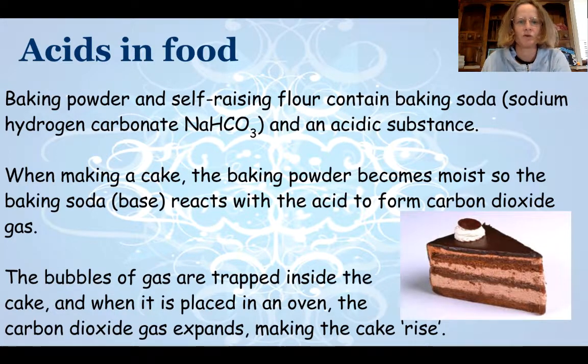Acids can be used with bases when you're cooking a cake because baking powder or self-raising flour contain a base called baking soda, which is sodium hydrogen carbonate. They also contain an acidic substance, and when you mix those two together with something moist, like an egg or some milk or water, they start to react and they give off carbon dioxide, which is a gas. The gas gets trapped in the cake mixture, and when you bake it, the cake rises and you get a nice light fluffy cake.